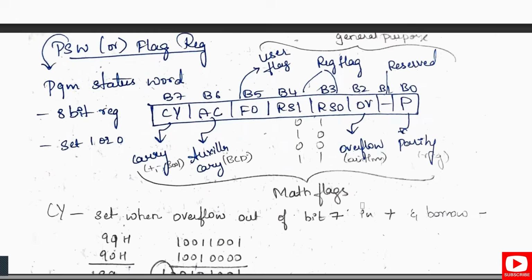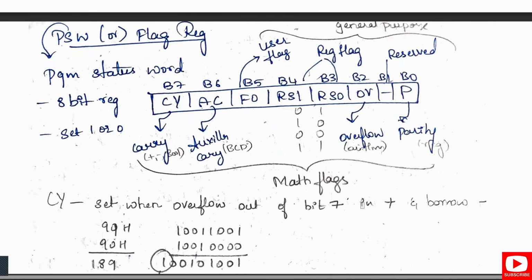Next comes PSW, the program status word, or you can say the flag register. It is 8-bit. Firstly, CY stands for carry, AC stands for auxiliary carry, F0 is our user flag, RS1 and RS0 are our register bank select bits, OV is the overflow flag, one bit is reserved, and the last one is the parity flag. So these are the things present in the PSW.